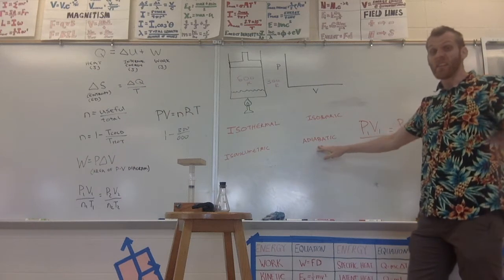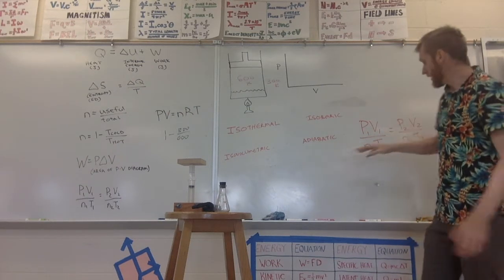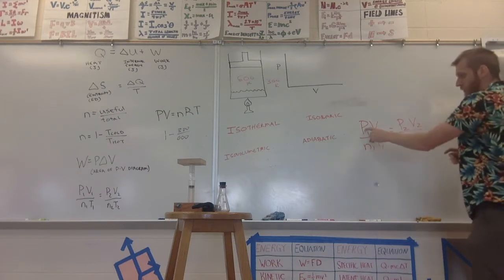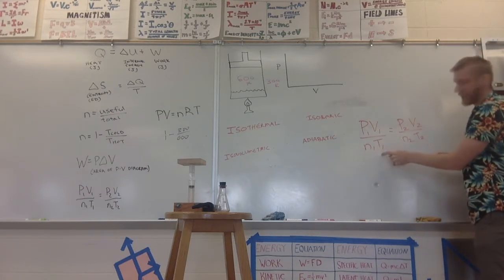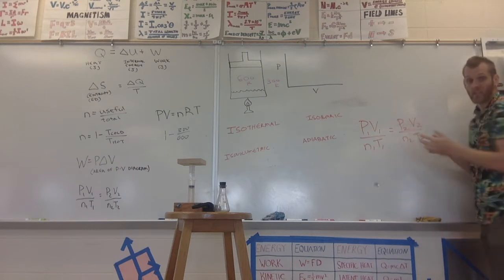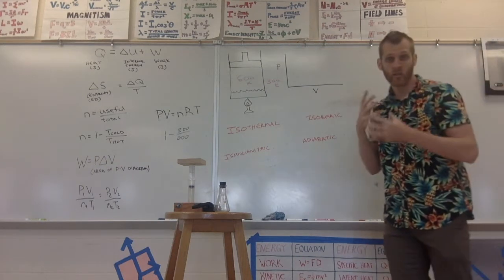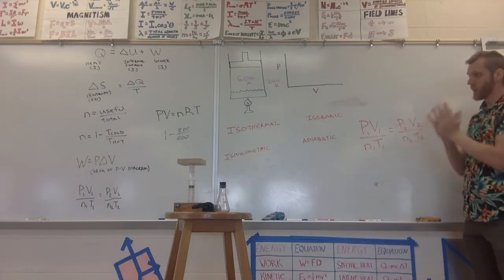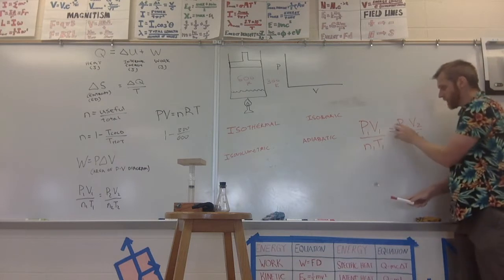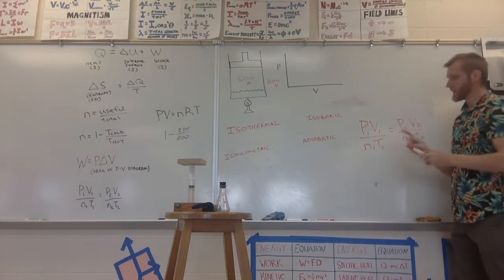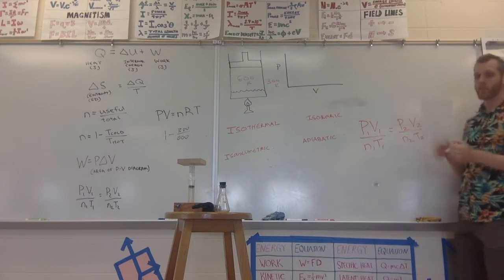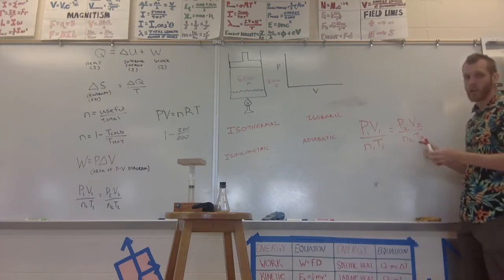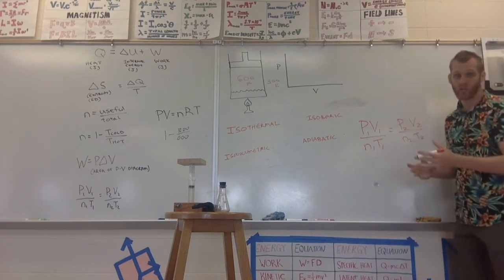Adiabatic is where multiple things are changing. So here's the equation that I would add to your list of equations. P1 V1 over N1 T1 equals P2 V2 over N2 T2. This is like putting the PV=nRT equation into full gear. Like if something is isobaric, that means that P1 and P2 are exactly the same number. If something is isovolumetric, that means that V1 and V2 are the same number. If something is isothermal, that means T1 and T2 are the same number. If something's adiabatic, that means that all these things are changing.